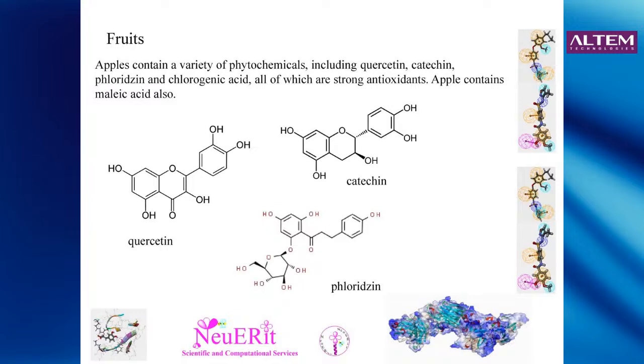Okay, the structures are quite similar, but differences are also there. See here, a C double bond O is there. This C double bond O is missing here. Here, see, a double bond is there in the quercetin and the catechin. This double bond is not there, but this carbon is actually a chiral carbon. So this kind of important information we can get from chemoinformatics.